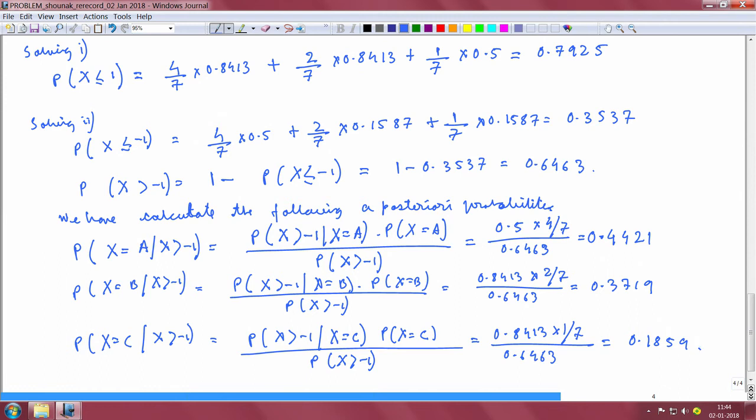Now, we have calculated these values, but how are we going to make the decision? We are just going to select out of these the largest. As you can clearly see, x equal to a given x greater than minus 1 is the highest. So, we can make a decision that most likely A was transmitted.